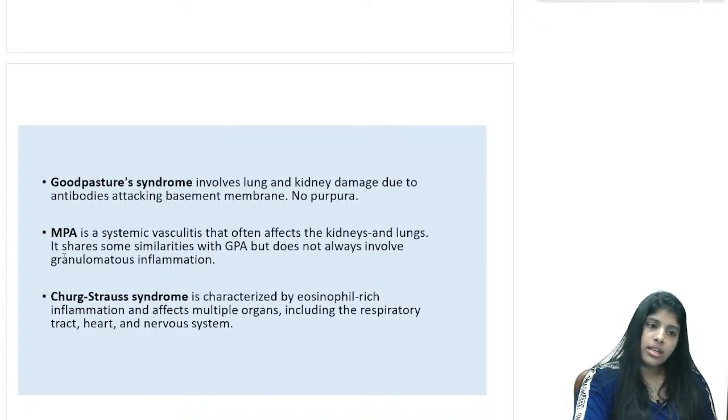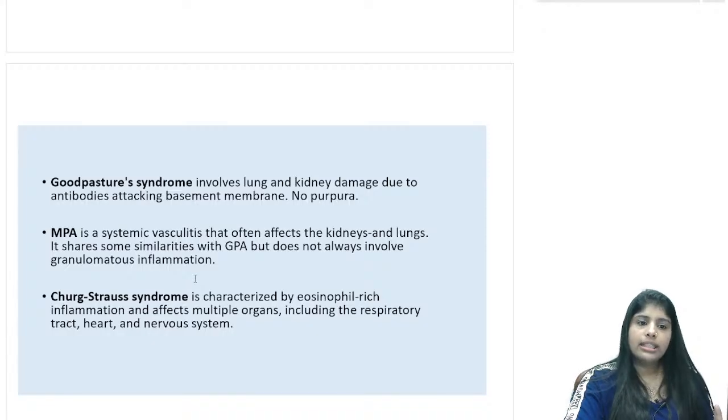And next, what is this? This is microscopic polyangiitis. Okay. In this also, it is a systemic vasculitis that involves the kidneys and the lungs, and it has similarities with GPA, but granuloma formation is not there in microscopic polyangiitis. And what is Churg-Strauss syndrome? This is also a vasculitis, but what is important here is that it is eosinophil-rich inflammation.